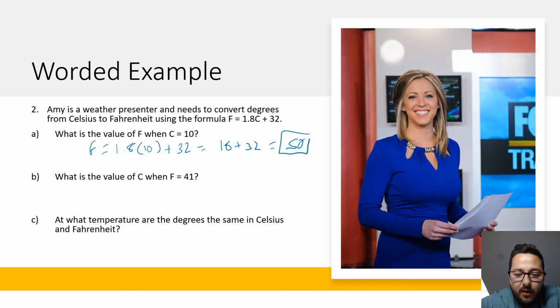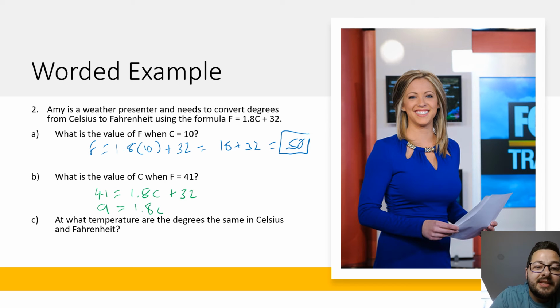Okay, B, what is the value of C when F is 41? So this time F is 41, so we've got 41 is 1.8C plus 32. Then if we solve it, let's take away the 32 from both sides, you're going to end up with 9 is 1.8C, and then divide, you might notice the 1.8 times 5 would give you 9, so C is 5. So this is telling you 41 degrees Fahrenheit is the same as 5 degrees Celsius.